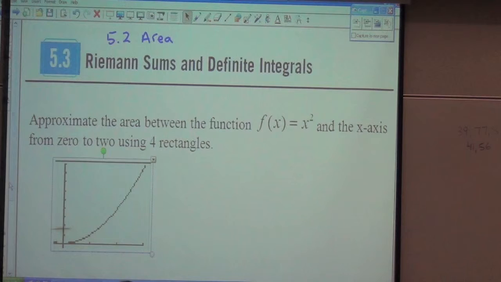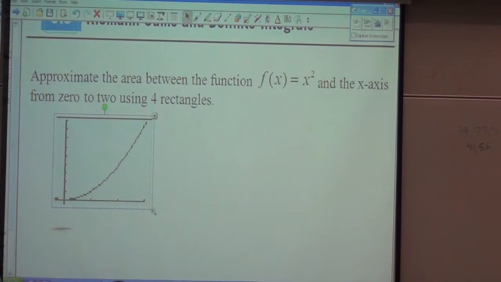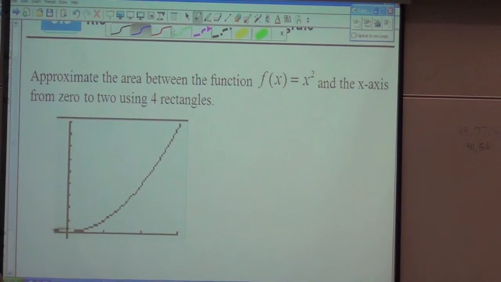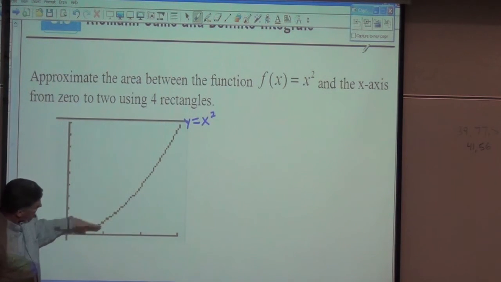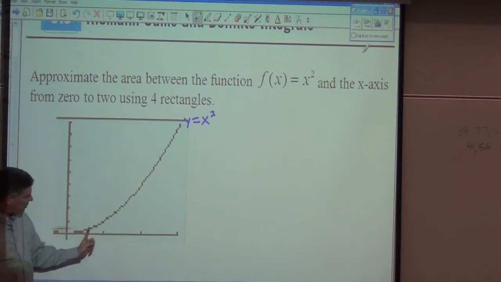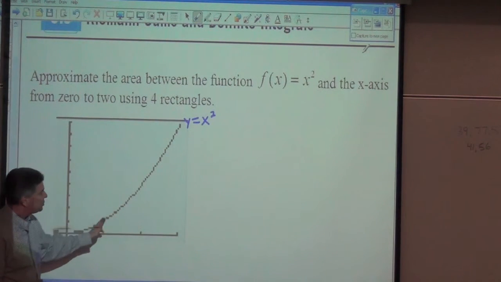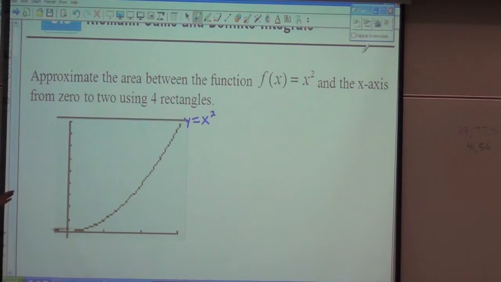Okay, so here's the graph right here. This is the graph of y equals x squared, or f of x equals x squared. Say we want to approximate the area between this curve and the x-axis from 0 to 2. What we're going to do is draw some rectangles underneath.